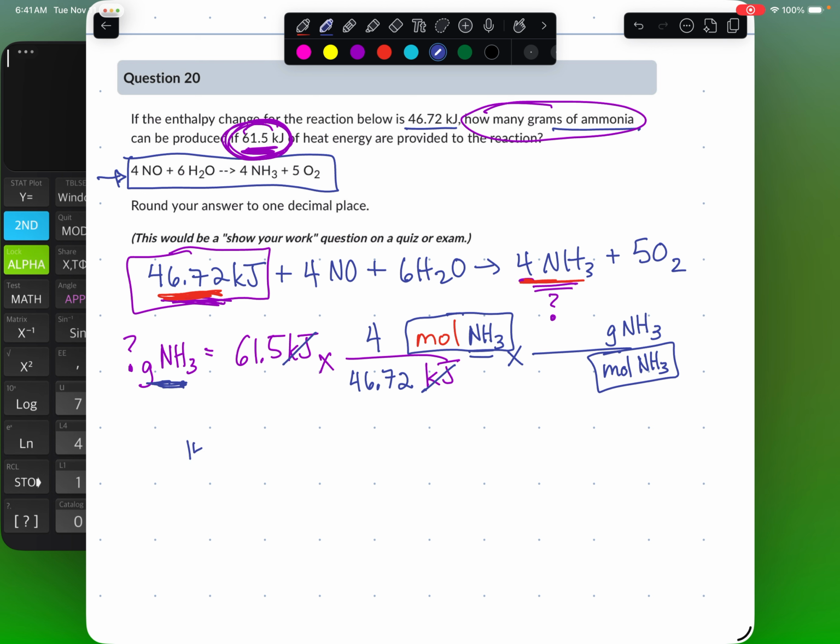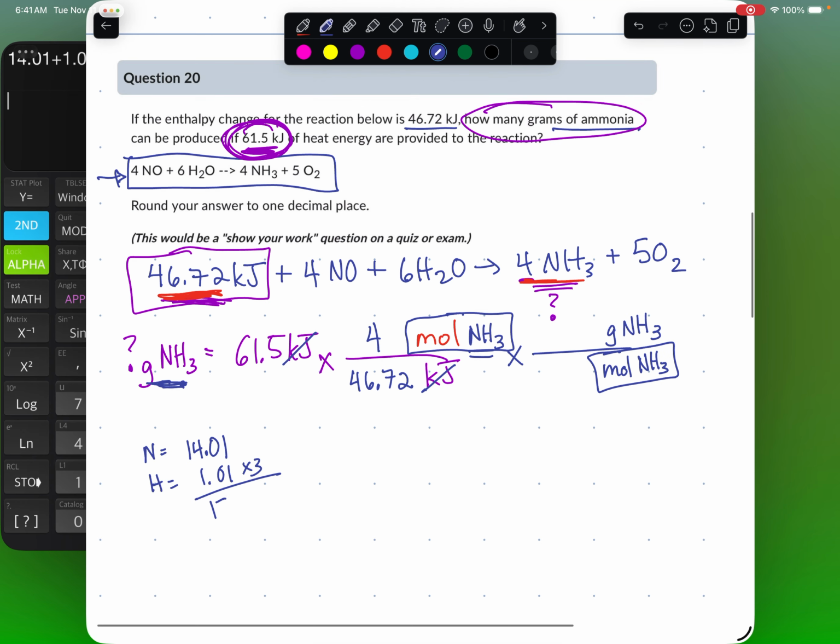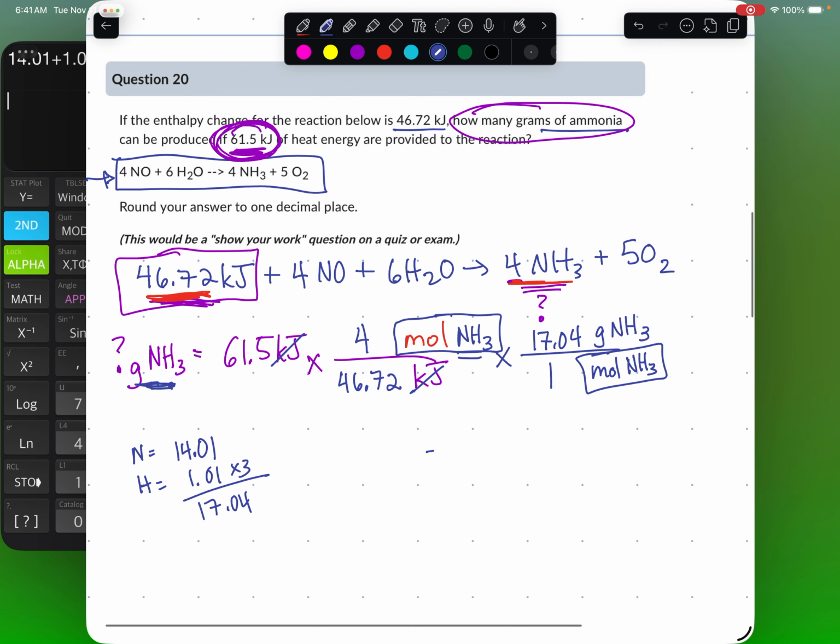I happen to know these numbers off the top of my head, but I don't know them all. Nitrogen is 14.01 and hydrogen is 1.01, and there are 3 of them. So come to my calculator, 14.01 plus 1.01 times 3. So that's 17.04. So that's 17.04 grams of ammonia for every 1 mole of ammonia.